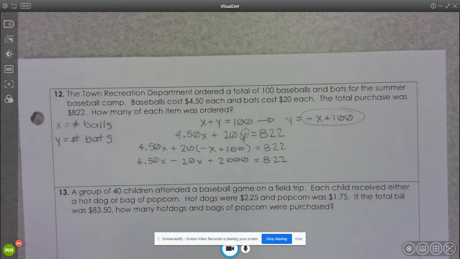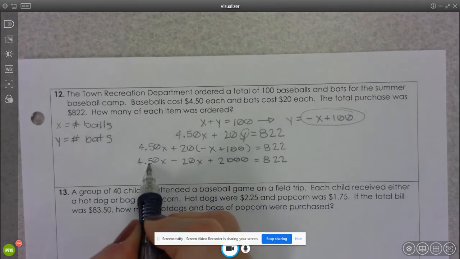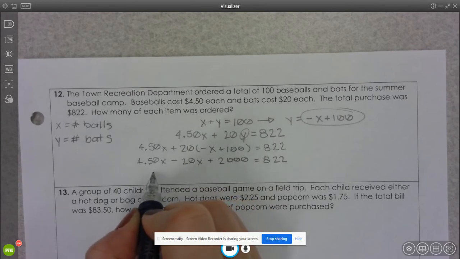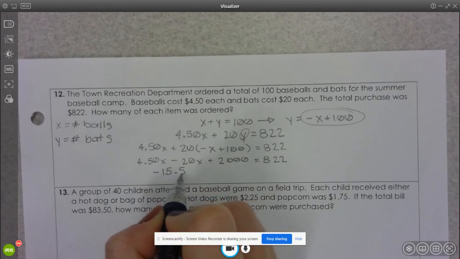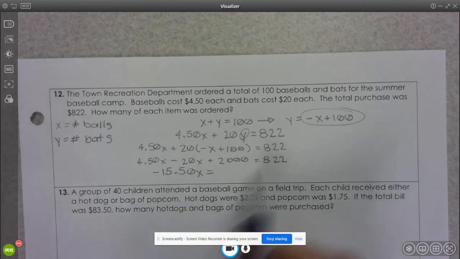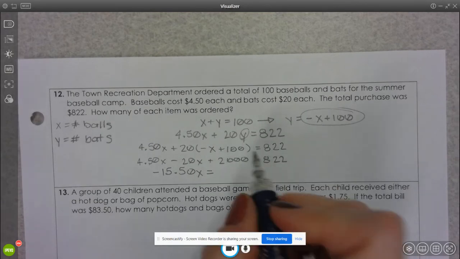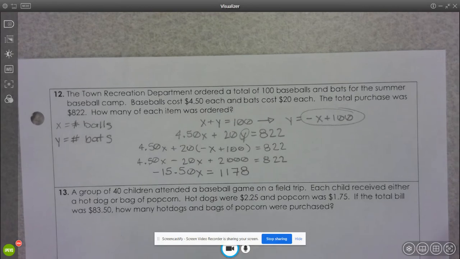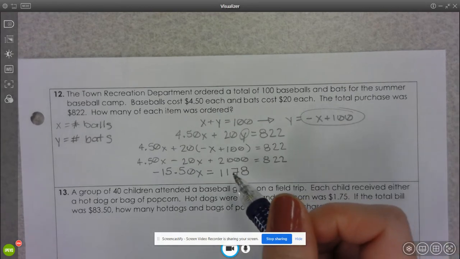So if I think about 4.50 minus 20, well, 20 minus 4 gives me 16. Minus 50 cents would give me $15.50. So it's going to be negative 15.50x equals, I'm also going to subtract 2000 over to the other side. And that would be negative 1,178.